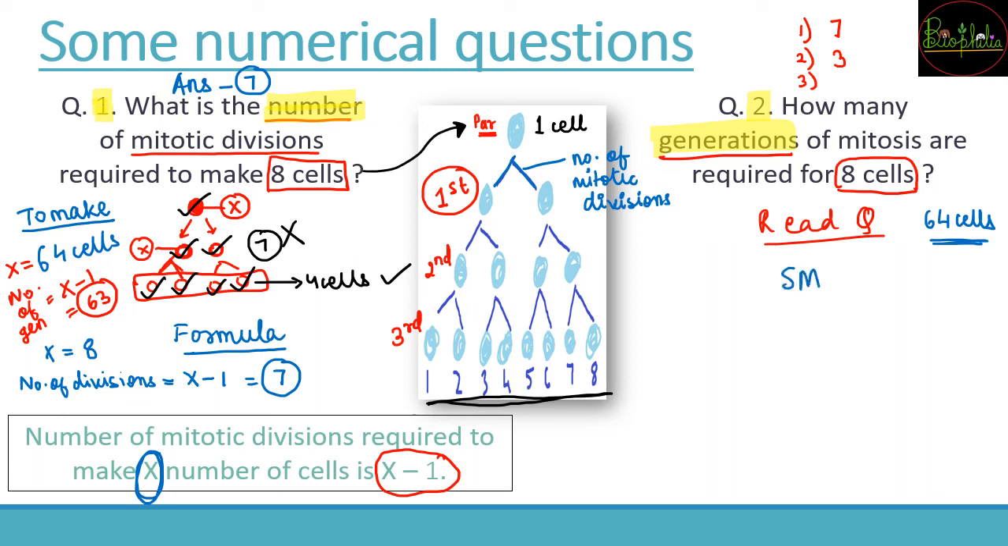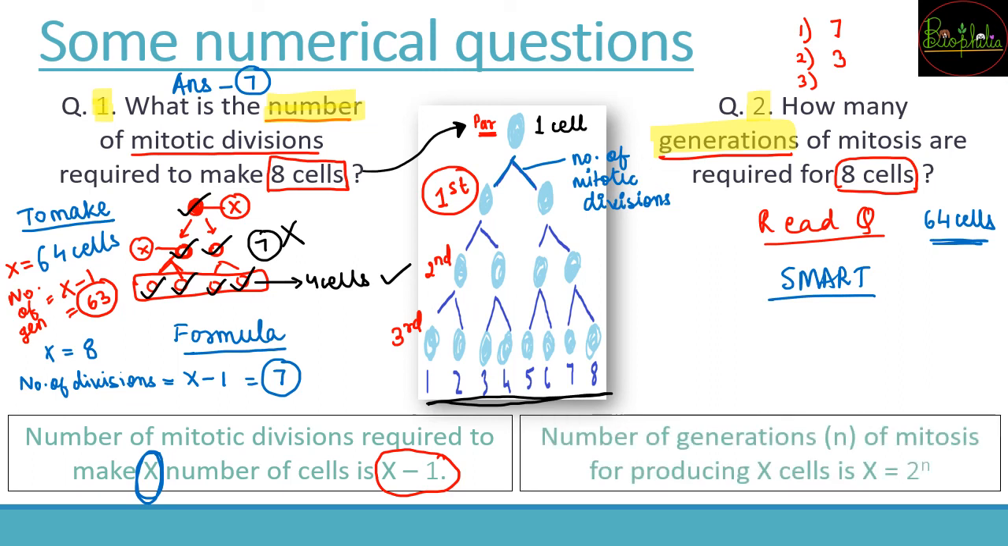Again, you have to be smart. And for smartness, you need a formula. So here is the formula. If you need the number of generations, so number of generations को आप क्या करोगे? You will be naming it as n. So the number of generations is going to be n, and for formation of x number of cells, over here you are going to have x equal to 8. So 8 is the number of cells that you are going to produce, और कितने generations में? n number of generations में. So 8 is going to be equal to 2 raised to n.